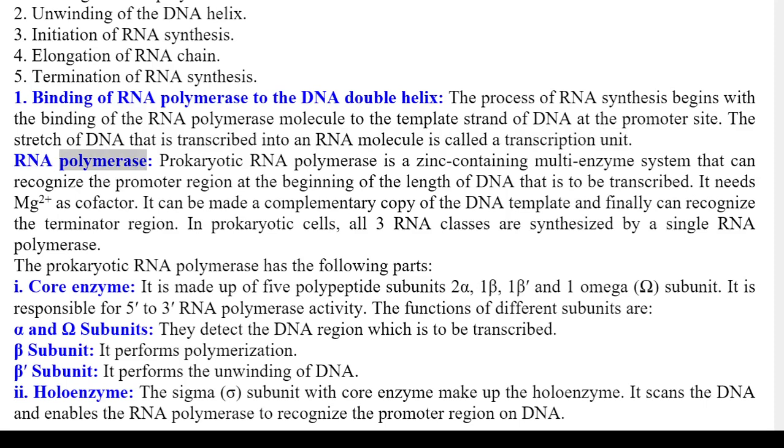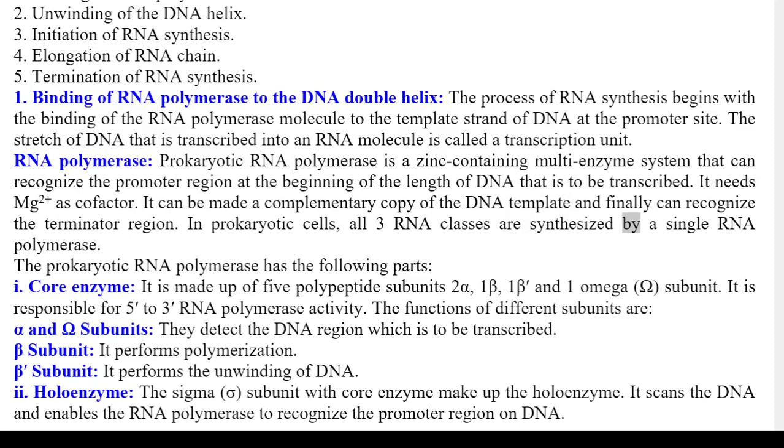RNA polymerase. Prokaryotic RNA polymerase is a zinc-containing multi-enzyme system that can recognize the promoter region at the beginning of the length of DNA that is to be transcribed. It needs Mg2+ as cofactor. It can make a complementary copy of the DNA template and finally can recognize the terminator region. In prokaryotic cells, all three RNA classes are synthesized by a single RNA polymerase.